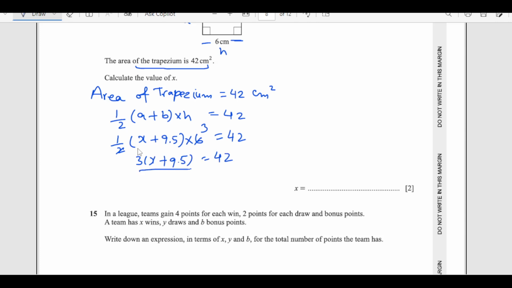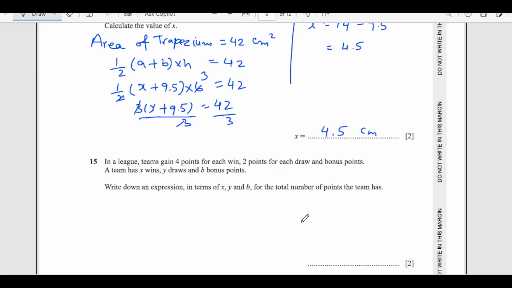So, divide by 3 both sides. So, we will have here, I am writing here now, x will be 42 divided by 3, which is 14, minus 9.5, which is 4.5. So, that is the value of x, 4.5. Centimeters are already given, no need to write, but still I can write here.